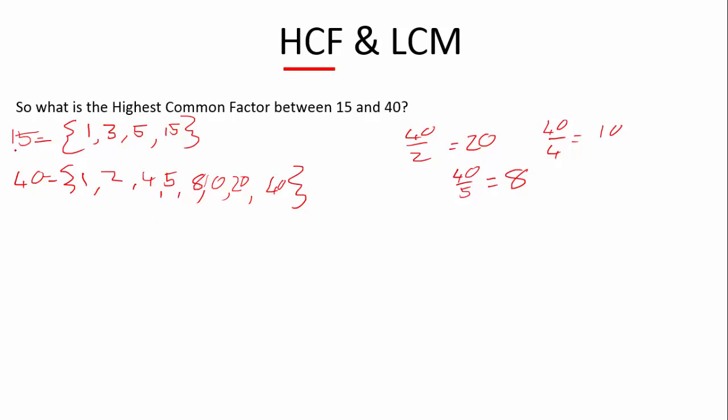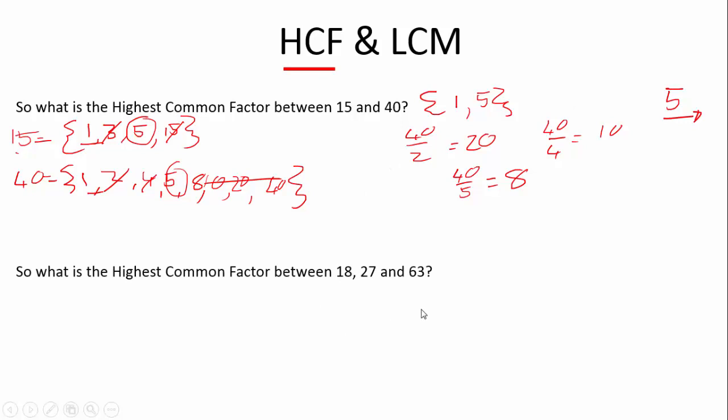So these are factors of 15, these are factors of 40. What are our common factors? 1 is a common factor. 3 and 2, no. 4, no. 5, oh, 5 is a common factor. And 15, is there 15 here? No, so none of those. So the common factors between 15 and 40 are 1 and 5. But what is the highest common factor? That is equal to 5. And that is our answer.